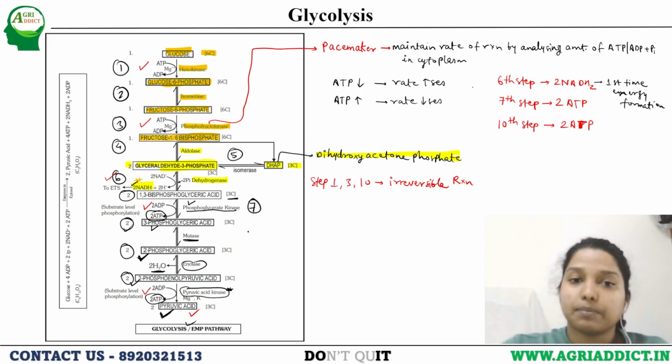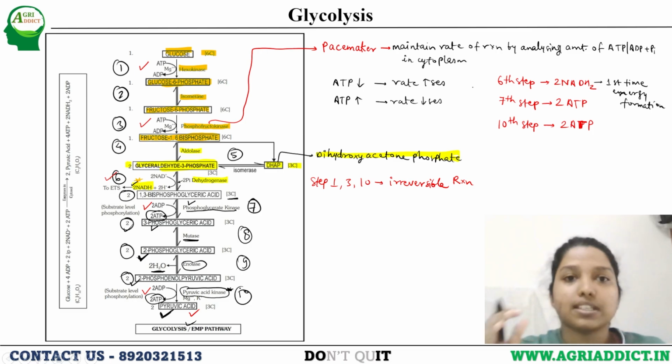So this is the seventh step, this is the eighth step, this is the ninth step, and this is the 10th step. So glycolysis is a 10-step process. From glucose, we are coming to two molecules of pyruvic acid. In the first and the third steps, we are using an ATP, whereas from the sixth step, we are getting energy. In the sixth step, we got energy in the form of NADH2. In the seventh step, we got 2 ATP, and in the 10th step, we got 2 ATP.